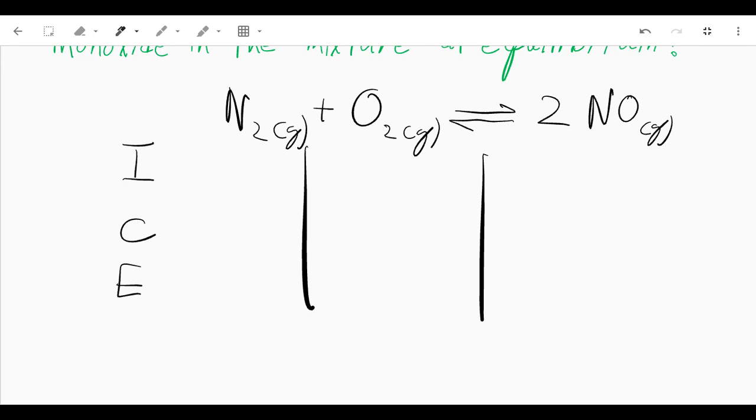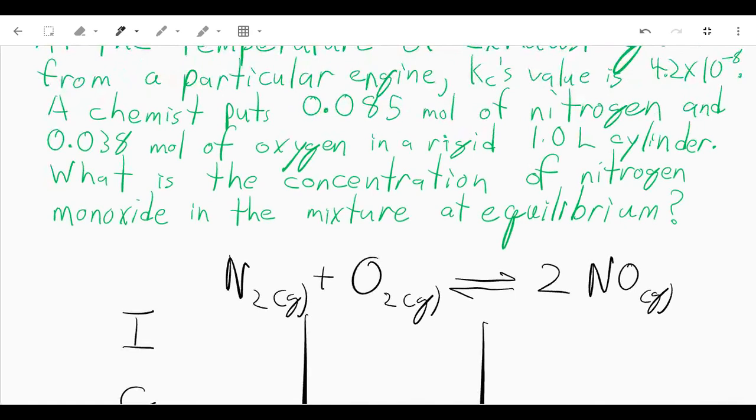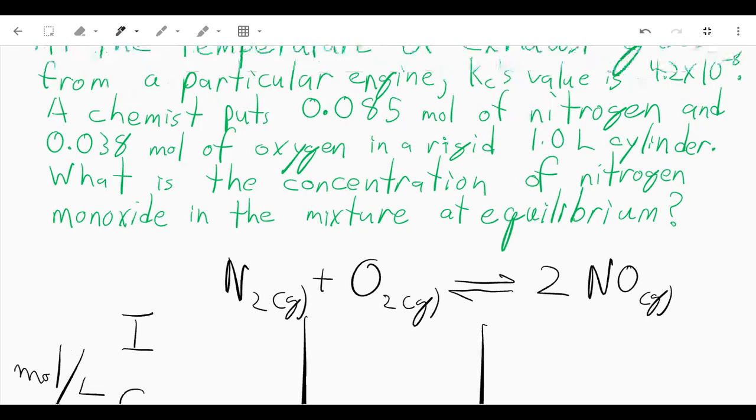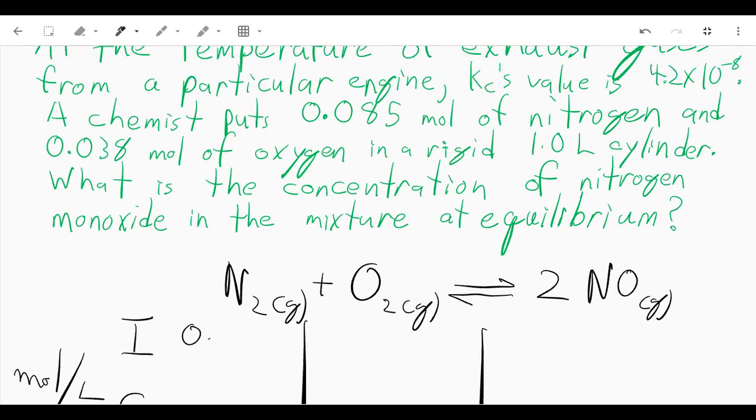Break it up into 3 columns, one for each chemical. The nitrogen starts at 0.085 moles, and this time it's a 1 liter cylinder. So remember that the I, C, and E are all in moles per liter. So what that means is that since this is a 1 liter container, the numbers are going to match each other. So we start with 0.085 and 0.038.